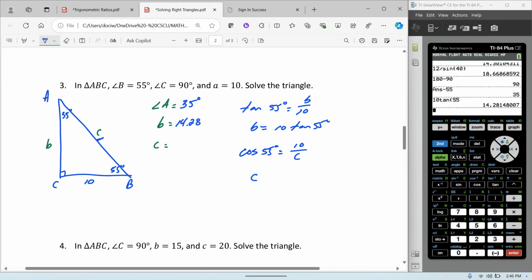So C is equal to 10 divided by the cosine of 55 degrees. And again, remember I multiplied both sides by C, divided both sides by the cosine of 55. And now we have 10 divided by the cosine of 55 degrees. So C should be the longest side. Again, we can check that. 17.43 is the length of side C.